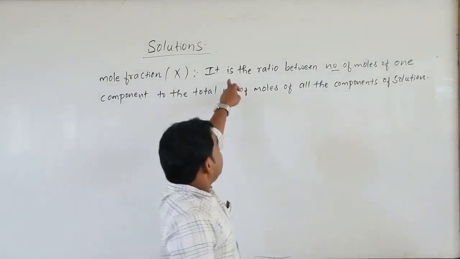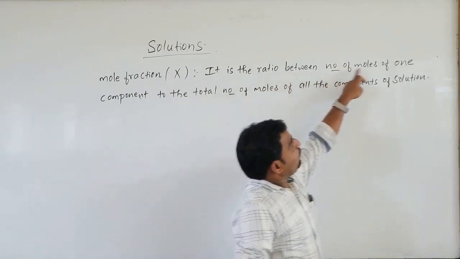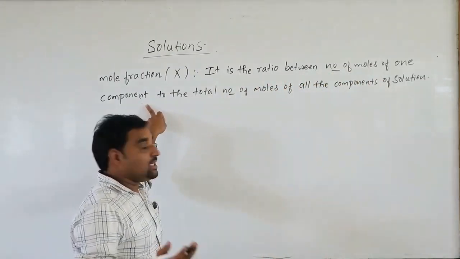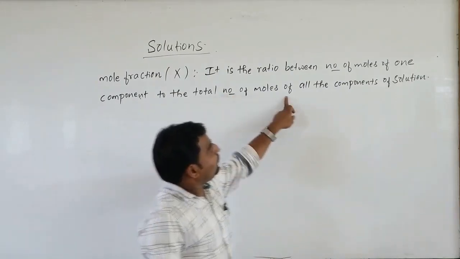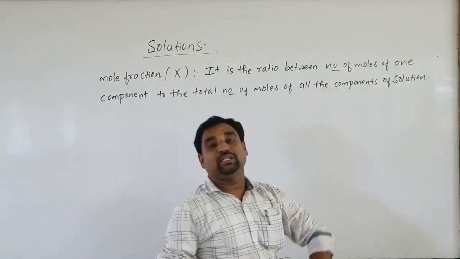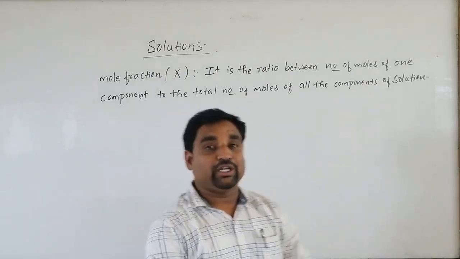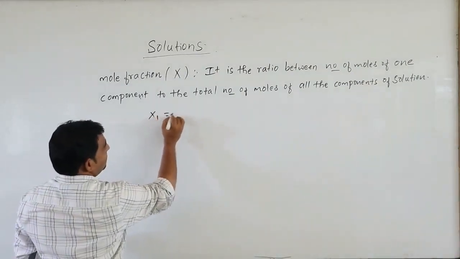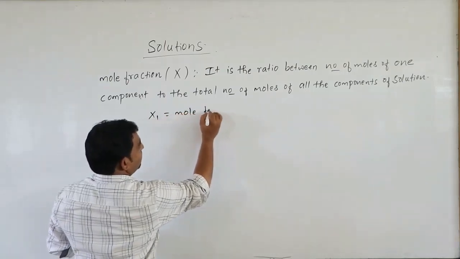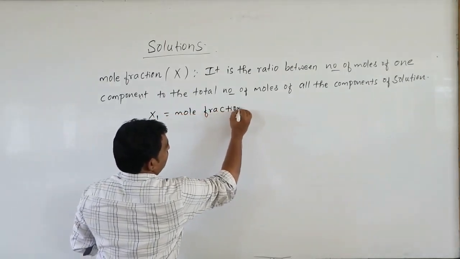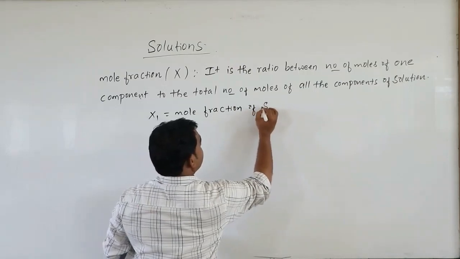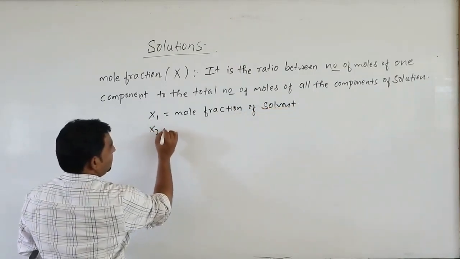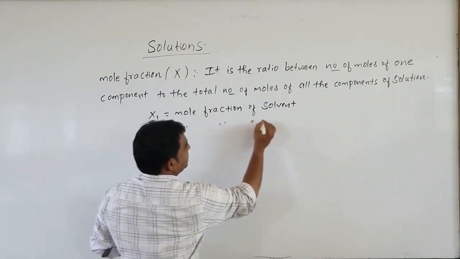So it is the ratio between the number of moles of one component, which may be the solute or the solvent, to the total number of moles of all the components present in the solution. So that is a mole fraction. Here X1 is the mole fraction of solvent, and X2 is the mole fraction of solute.